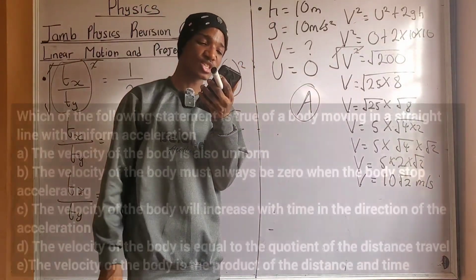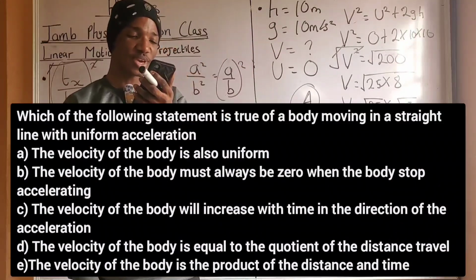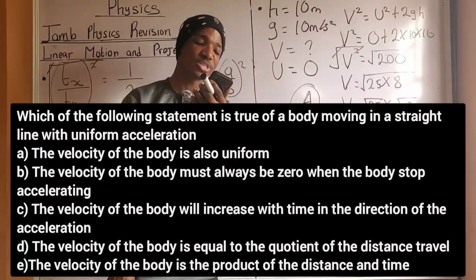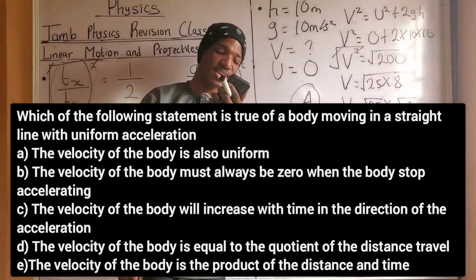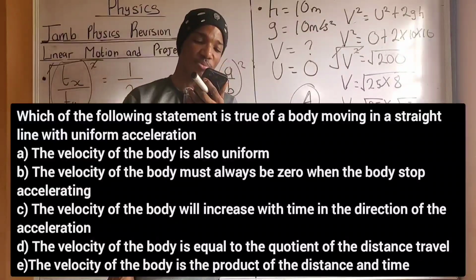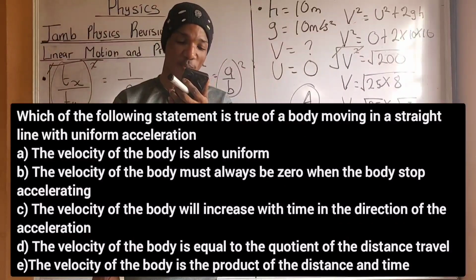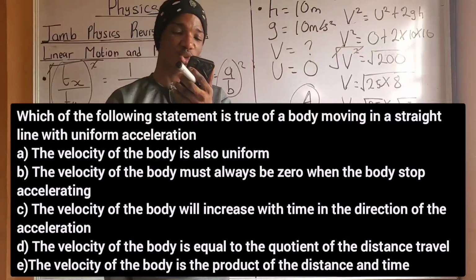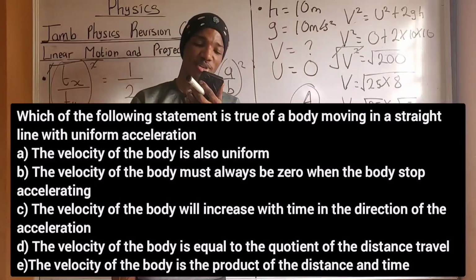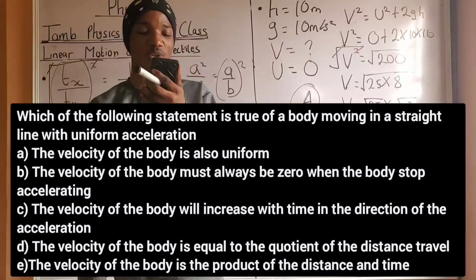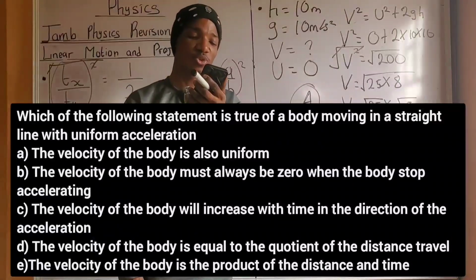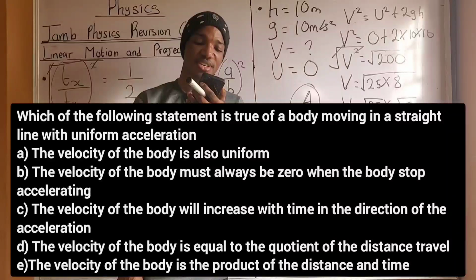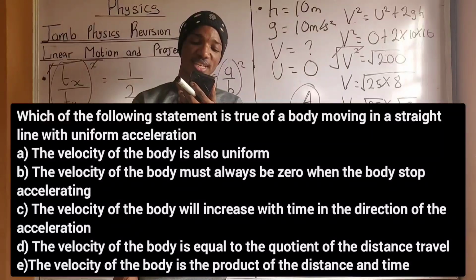Which of the following statements is true of a body which is moving in a straight line with uniform acceleration? A. The velocity of the body is also uniform. B. The velocity of the body must always be 0 when the body stops accelerating. C. The velocity of the body will increase with time in the direction of the acceleration. D. The velocity of the body is equal to the quotient of the distance traveled and time. E. The velocity of the body is the product of the distance traveled and time.